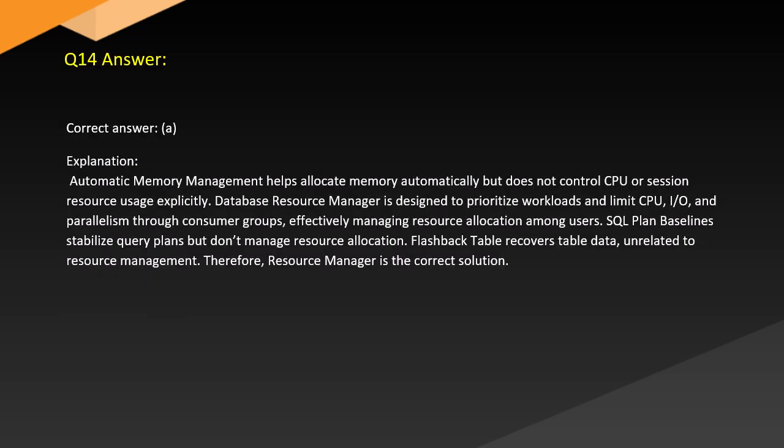Answer. Correct answer: A. Explanation. Automatic memory management helps allocate memory automatically but does not control CPU or session resource usage explicitly. Database Resource Manager is designed to prioritize workloads and limit CPU, I/O and parallelism through consumer groups, effectively managing resource allocation among users. SQL plan baselines stabilize query plans but don't manage resource allocation. Flashback table recovers table data, unrelated to resource management. Therefore, Resource Manager is the correct solution.